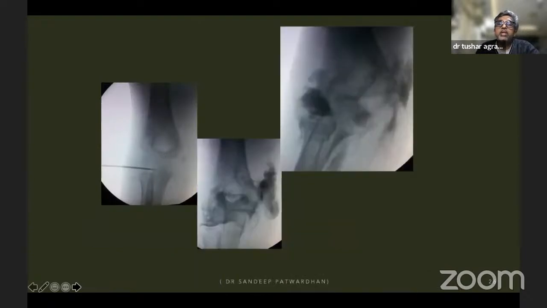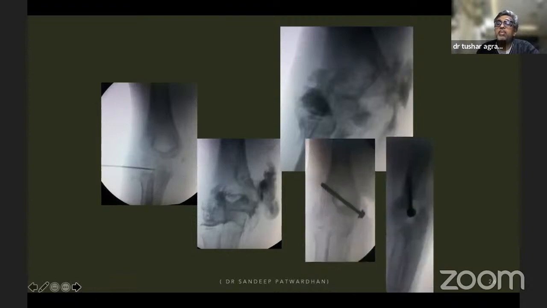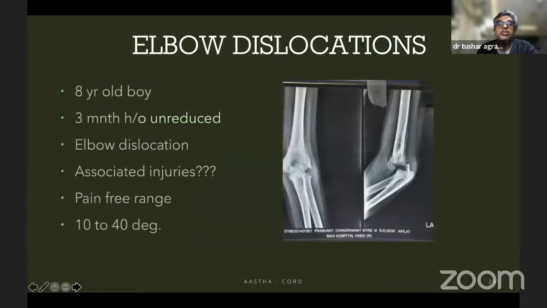We reduced, and the moment we reduced, we did an arthrogram to see that everything else was okay. The medial epicondyle was still displaced. Okay, so this elbow may remain unstable. So in this case, we fixed the medial epicondyle with a cancellous screw.